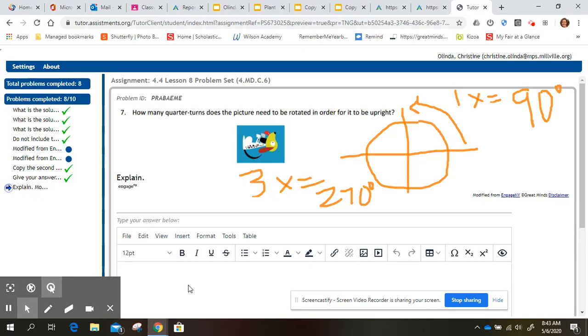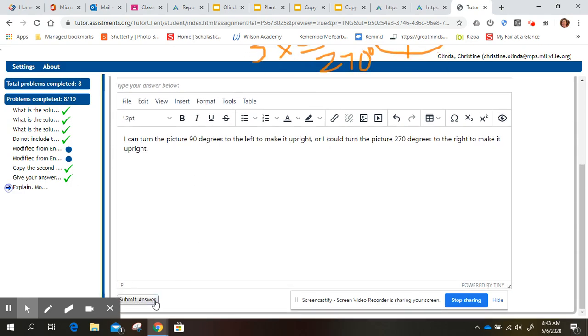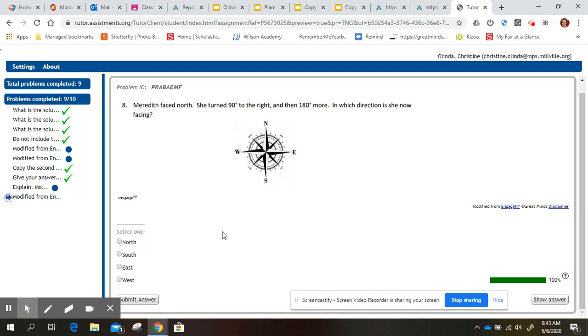And so we could type in here, I can turn the picture 90 degrees to the left to make it upright, or I could turn the picture 270 degrees to the right to make it upright. That's it. And then I'll submit and I can hit next problem. And I believe this is the last one.